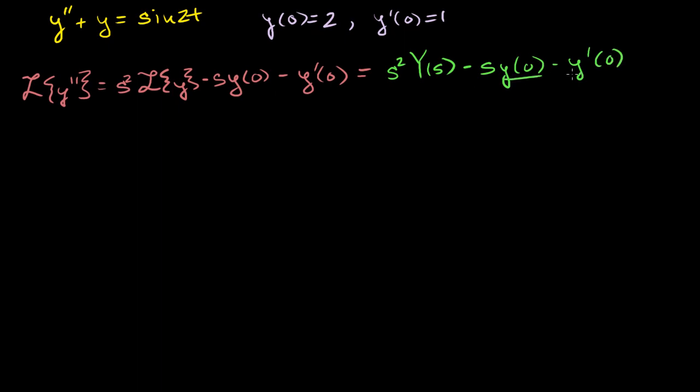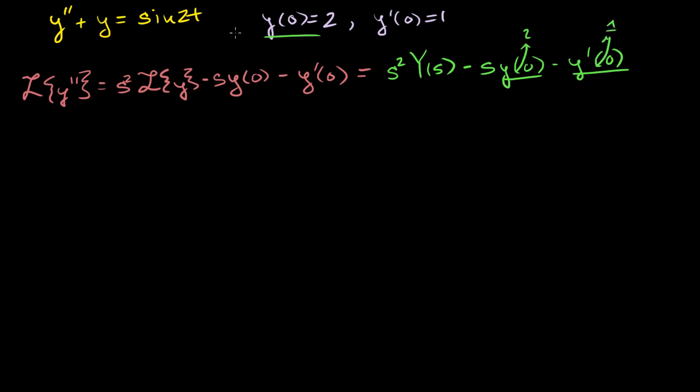These are going to be numbers, right? These aren't functions. These are the function evaluated at 0, or the derivative of the function evaluated at 0. And we know what these values are. y of 0, right here, is 2, and y prime of 0 is 1. It was given to us.